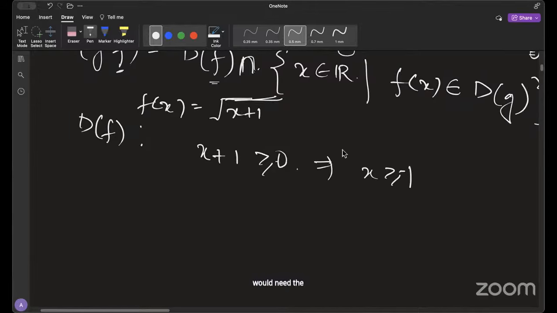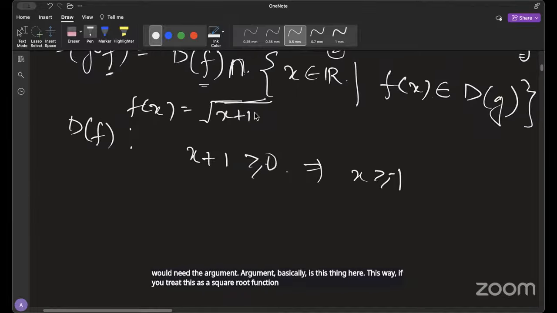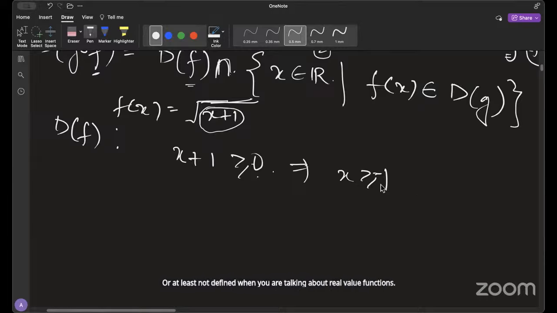You need the argument, which is basically this thing here. If you treat this as a square root function, then this entire thing, x plus 1, is the argument of the square root function, and it should be greater than or equal to 0, because the square root of negative numbers is not defined when you are talking about real valued functions. So your x should be greater than or equal to minus 1.